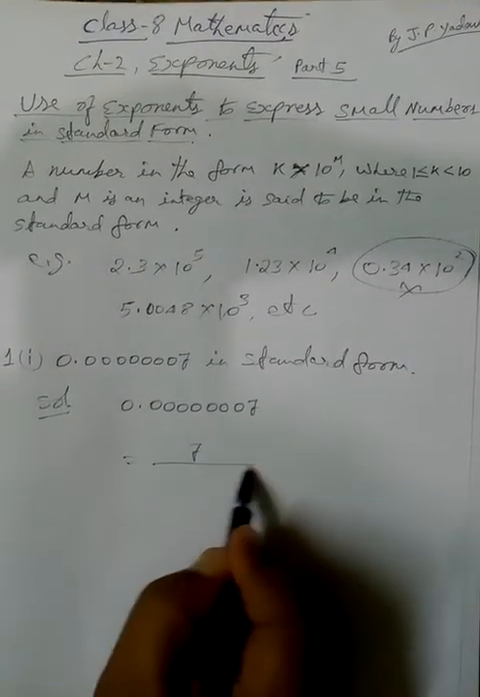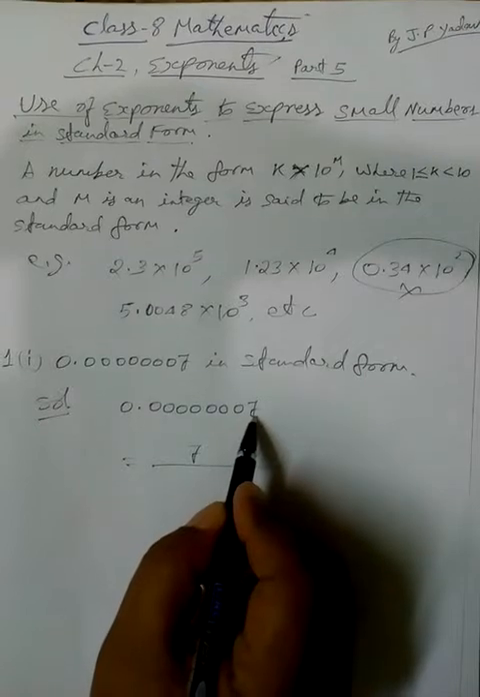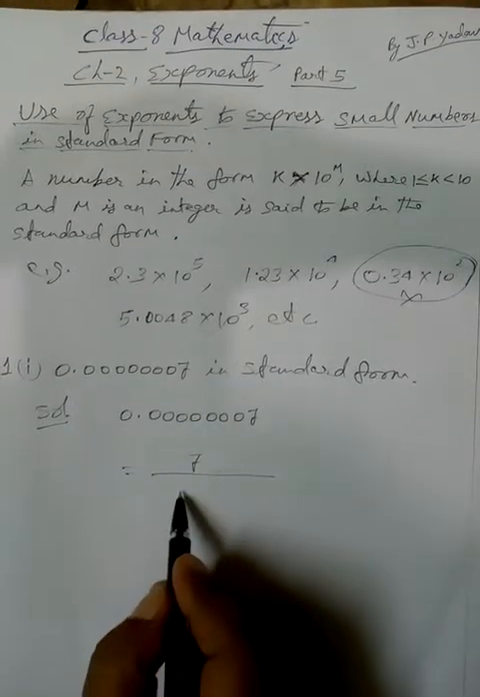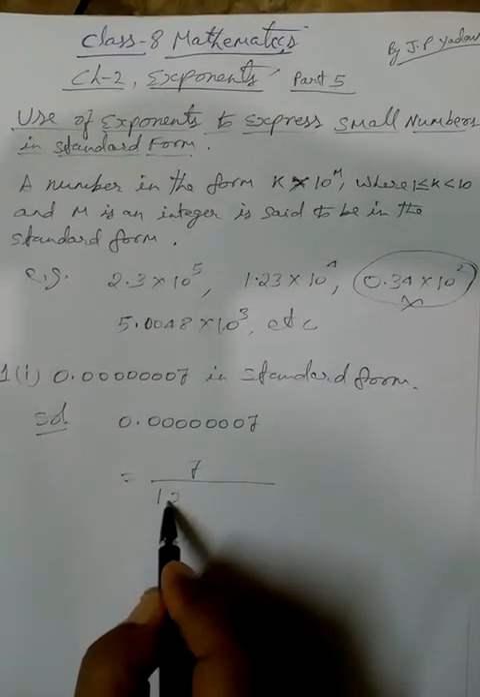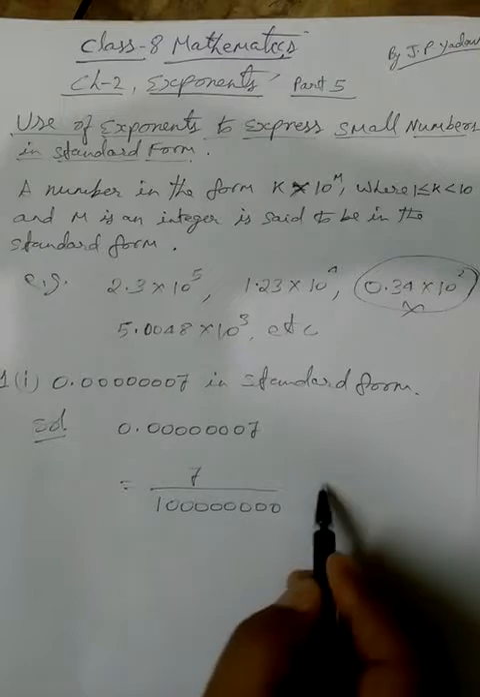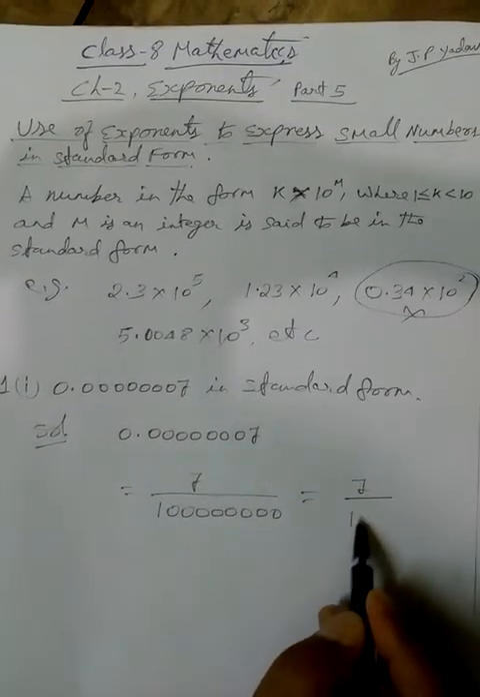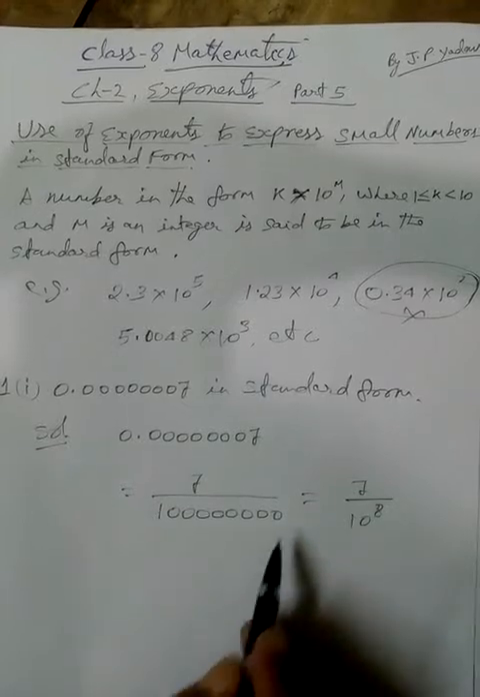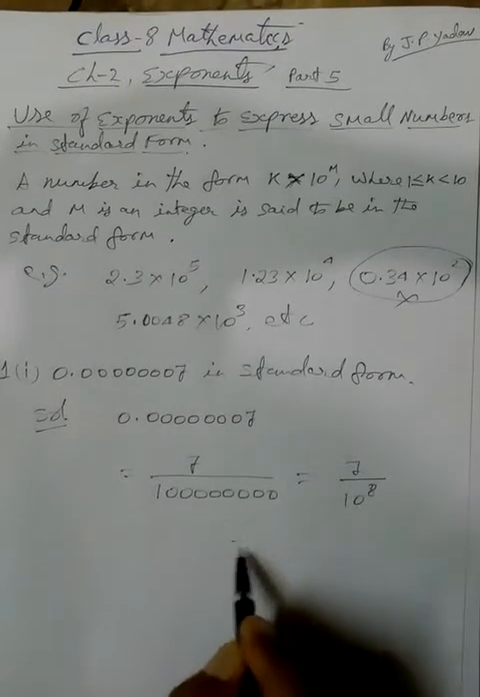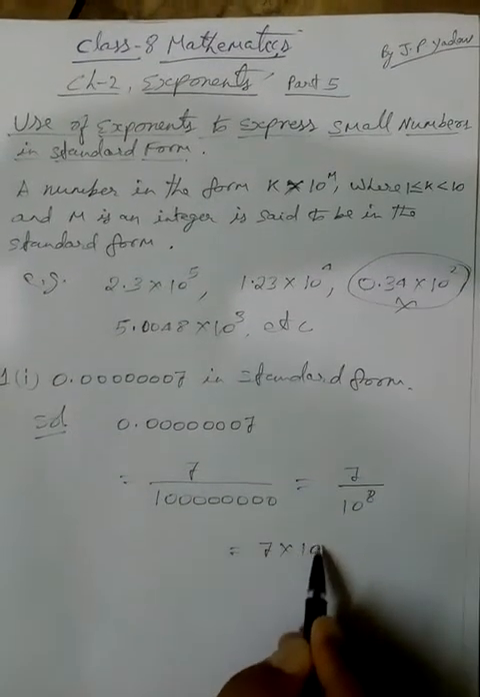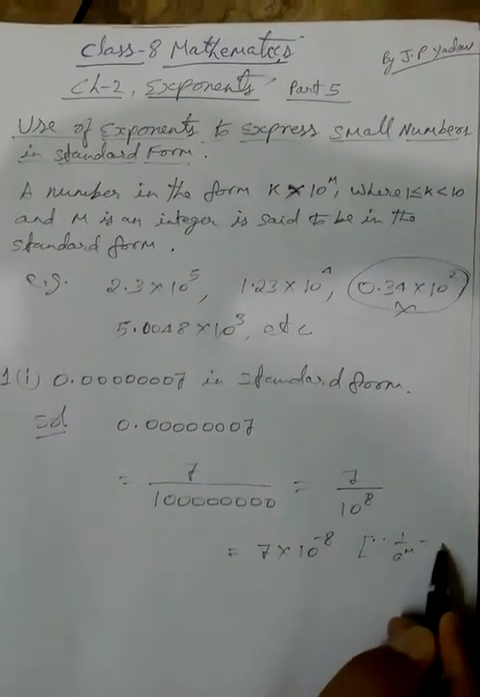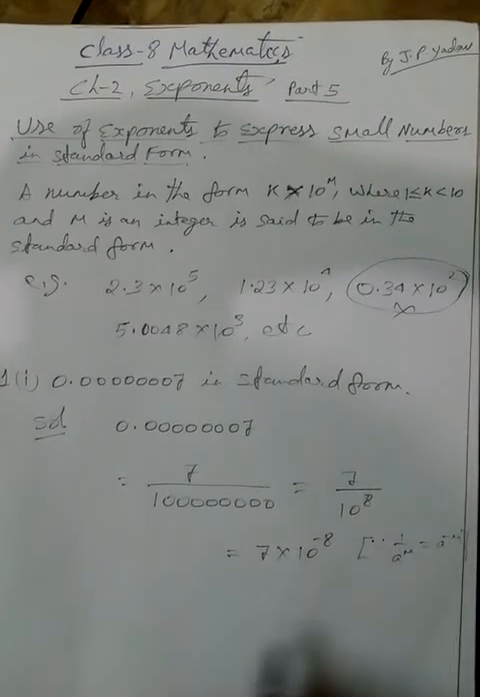7 upon, first of all, you will count the number of digits after which the decimal is placed: 1, 2, 3, 4, 5, 6, 7, 8. So you will write 8 zeros after 1. That means 7 upon 10 raised to the power 8. Now we'll express it in the standard form like this: 7 into 10 raised to the power minus 8, by the property that 1 upon a raised to the power m is equal to a raised to the power minus m.